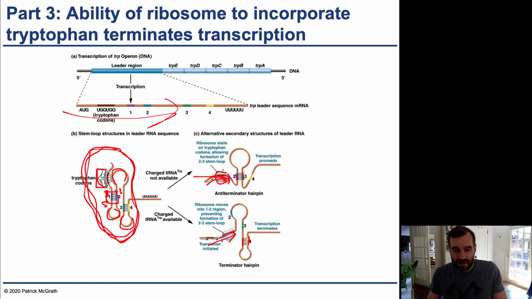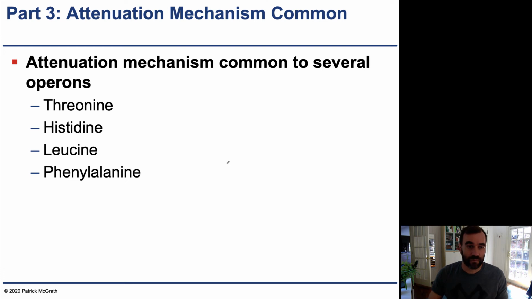Whereas in the other process, if the ribosome stalls, then this stem loop structure is unable to form, and the mRNA is able to continue along. So this is what is referred to as attenuation. It's the idea that the action of the ribosomes can modify the secondary structure of the mRNA, and this secondary structure of the mRNA influences whether or not transcription proceeds.